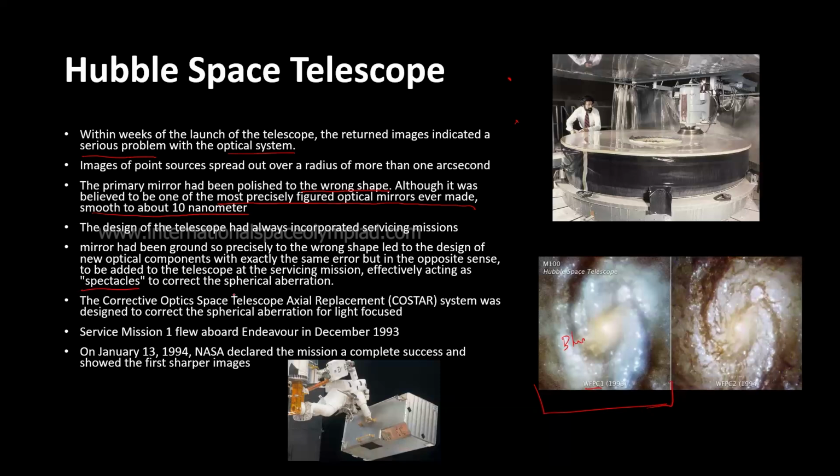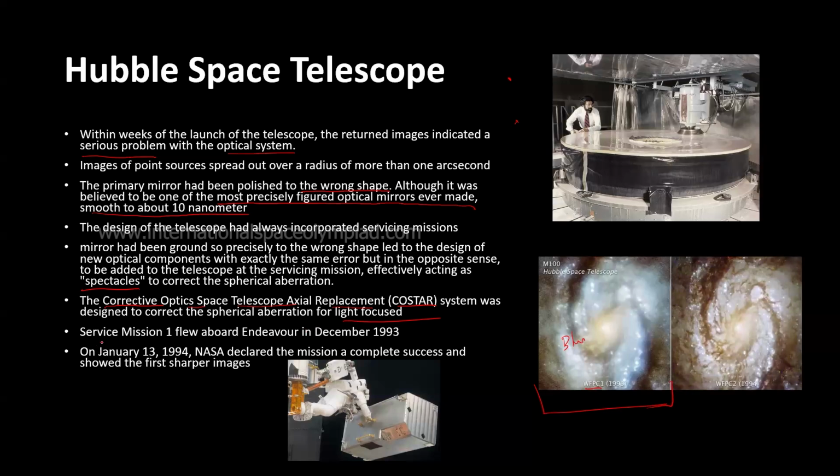A similar kind of spectacle, a spherical correcting mechanism, was placed for the Hubble Space Telescope. That happened on, I don't remember the exact date. That correcting optics is called Corrective Optics Space Telescope Axial Replacement, or COSTAR system for short. It was designed to correct the spherical aberration, the problem with the polishing, and for the light to get focused.